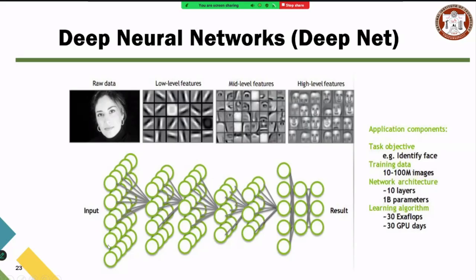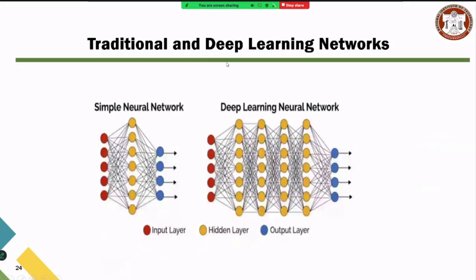See here, the number of layers dealing with all this will come up with the conclusion. See here the learning algorithm takes 30 exaflops. We are still dealing with TB, terabytes. Thereafter peta, and then followed by exa, that is exaflop and everything. 30 GPUs per day are processing this information. This is a traditional and a deep learning network here. That simple neural network has only an input layer, one single or a few hidden layers, and followed by an output layer. But the deep learning neural network has multiple hidden layers.